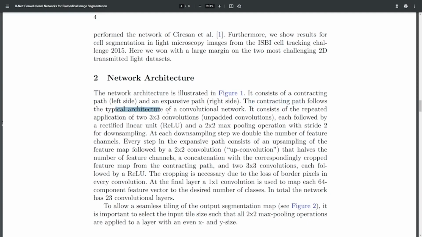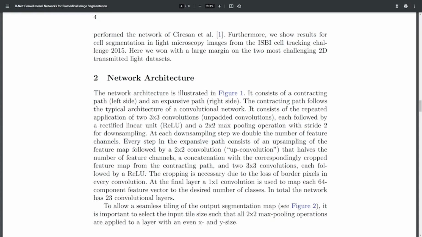The contracting path follows the typical architecture of a convolutional network. It consists of the repeated application of two 3x3 convolutions, each followed by a rectified linear unit and a 2x2 max pooling operation with a stride of 2 for downsampling. These lines give you the technical explanation of what layers you need to use to build the encoder block. So it begins with two 3x3 convolutional layers, followed by a ReLU, and then a 2x2 max pooling. So here, max pooling is used to reduce the height and width of the feature map by a factor of 2. Let's continue. At each downsampling step, we double the number of feature channels.